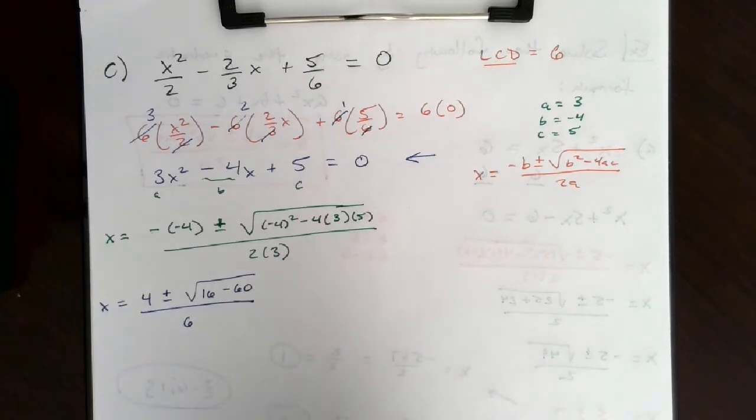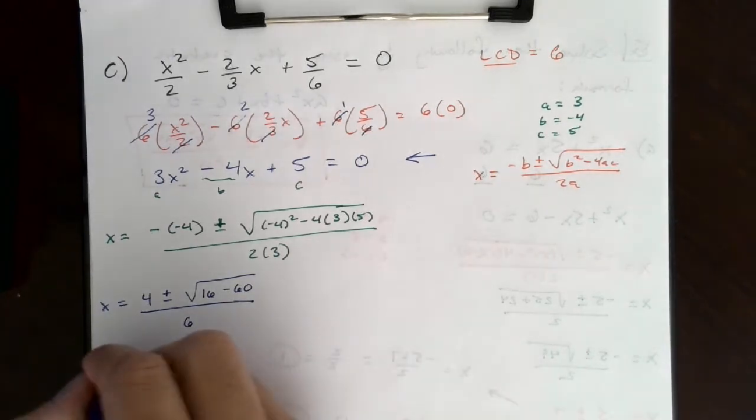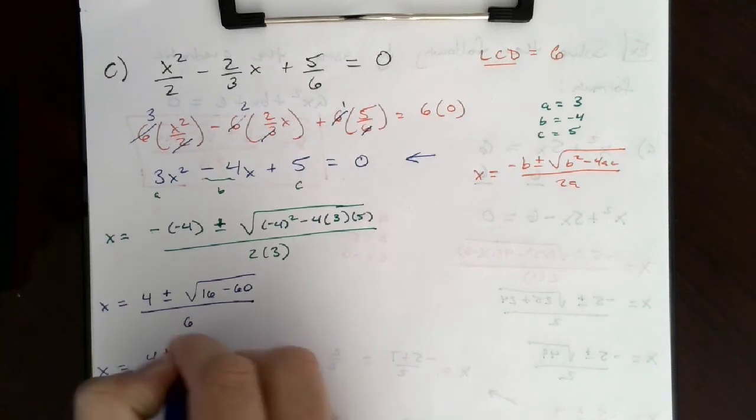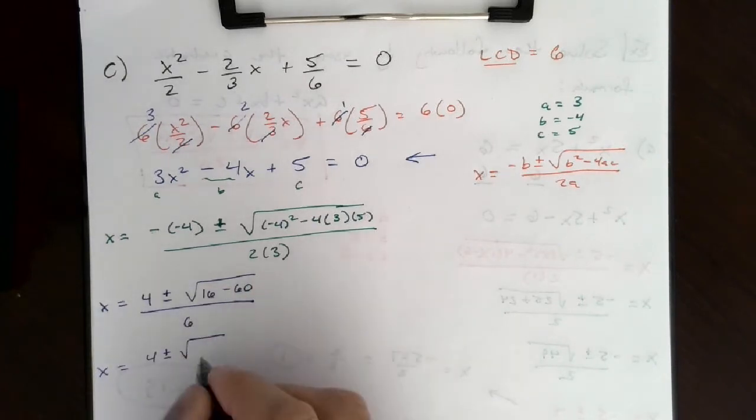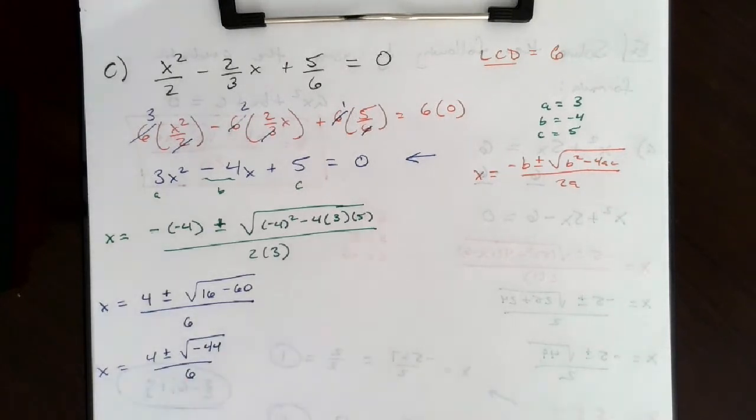And so I have x equals 4 plus or minus the square root of 16 minus 60. Well, that's going to be negative, and that's okay. 16 minus 60 is negative 44, all over 6.